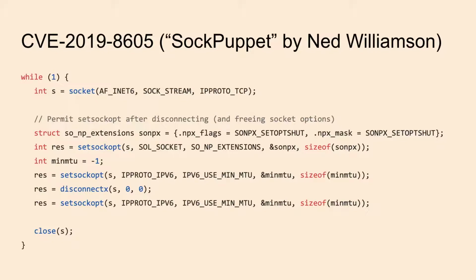So what I decided to do is take sockpuppet from Ned, or CVE-2019-8605, which works on this version. It works on 12.4. This is the trigger for it, and I only ported the trigger. I didn't bother re-implementing the entire exploit. So yeah, this is the trigger. It will cause a kernel panic. It's quite short, which is nice.